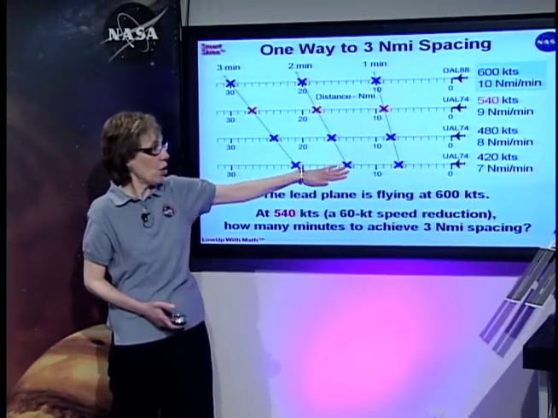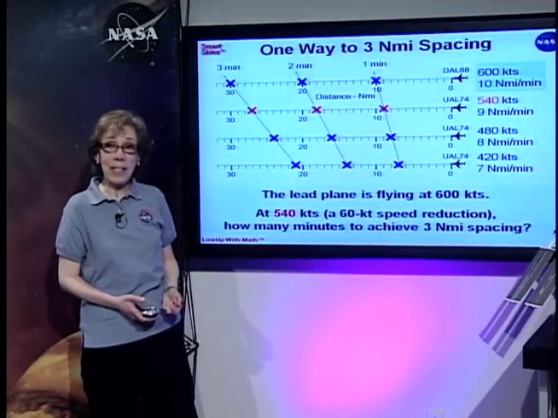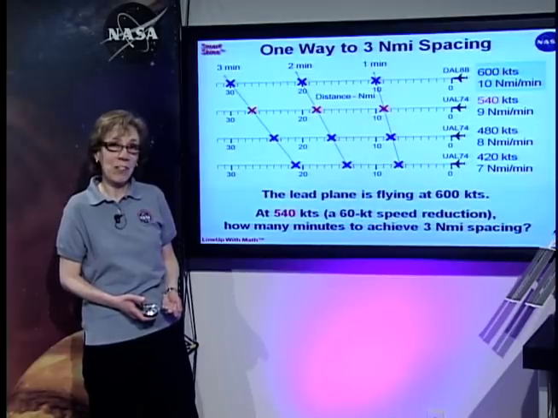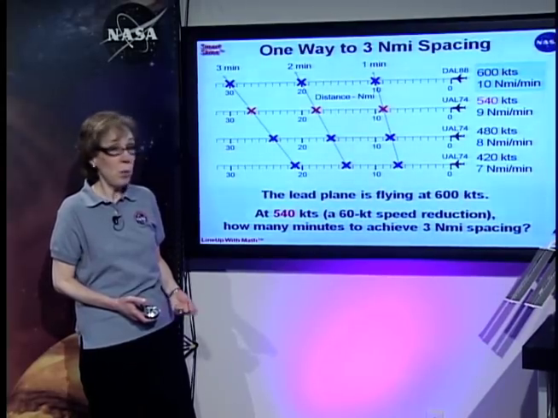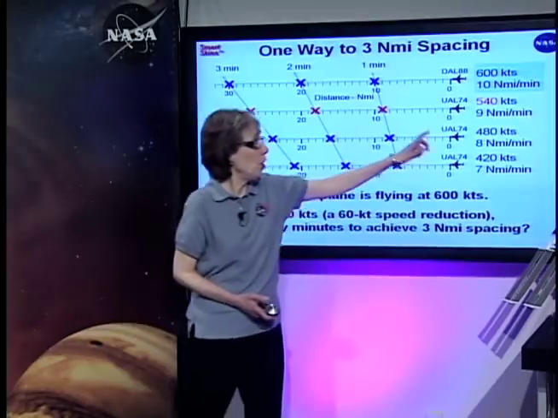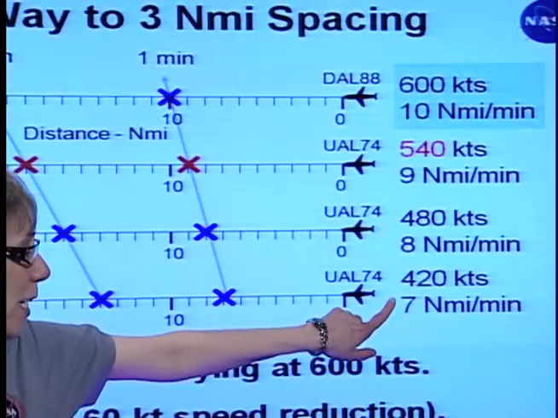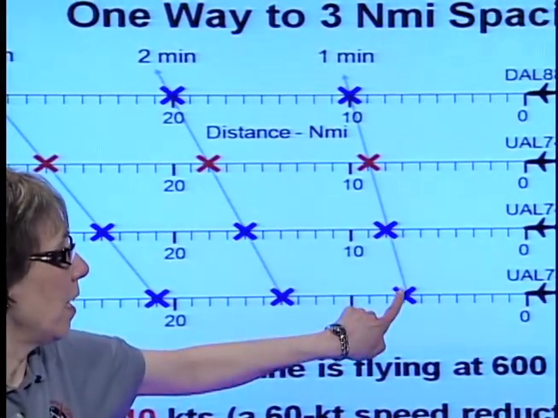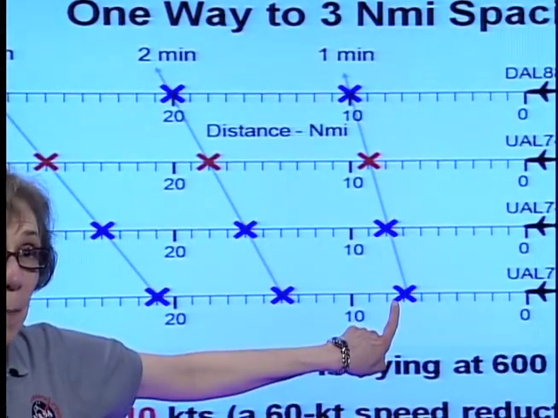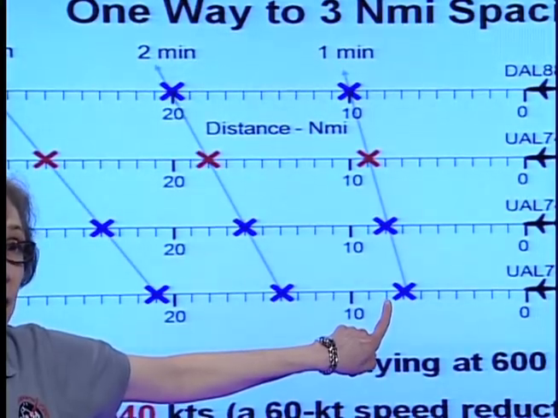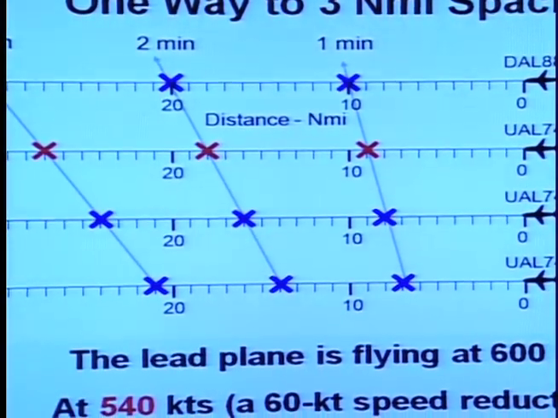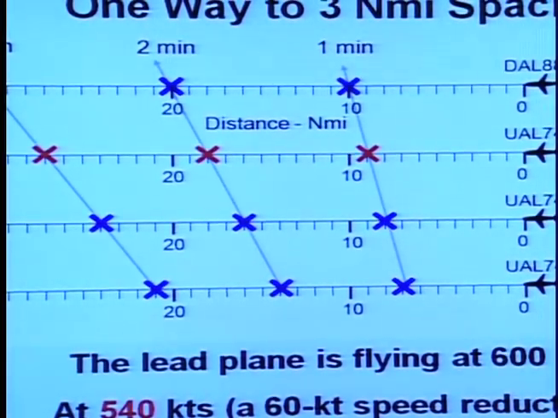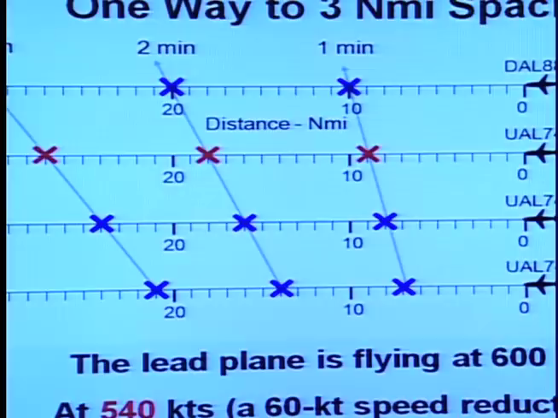If you look at this chart, do you see another way to get 3-mile spacing? Well, there's more than one right answer to that question, but one way that you might do it would be to slow United to 420 knots for 1 minute. And now it's 3 miles behind Delta, and you could speed it back up, and you would have achieved your 3-mile spacing in 1 minute. So there's more than one right answer. In fact, there are some other answers as well, and you can think about that.